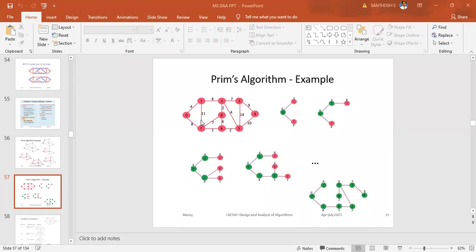From 7, which nodes do you have? From 7, it is going to node 8 with weight 7, and from here it is going to node 6 with weight 1. Which is the minimum one you are having?